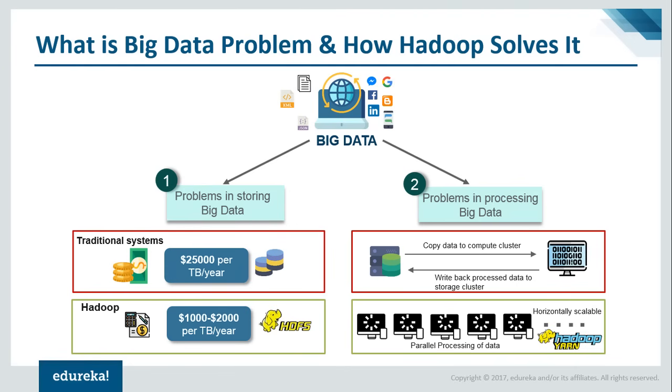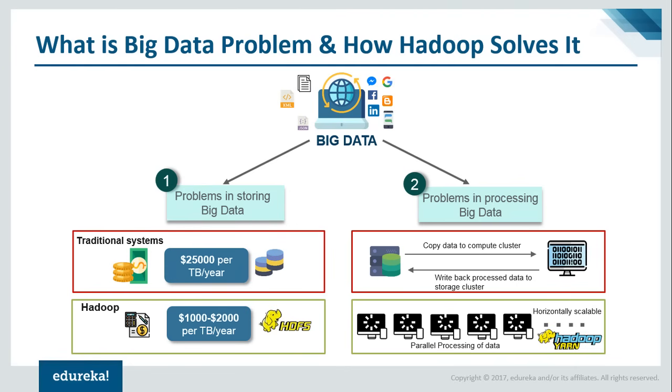And in terms of processing, Hadoop has Yarn. With Yarn, you can process your data in parallel. You don't have to copy all the data into your compute cluster; you can process the data in parallel on different machines. In case you need more computing power, all you have to do is include more machines in your cluster, and this is known as horizontally scalable. If you want to increase the compute power, just add more machines. Hence, it is horizontally scalable.